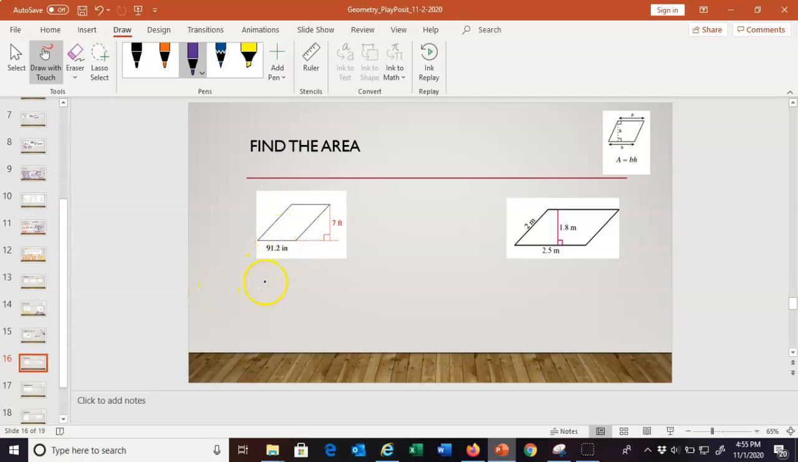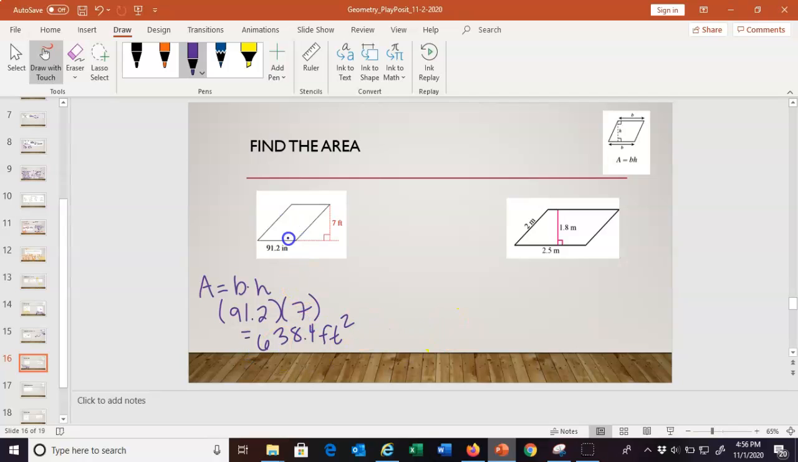All right, so let's practice. Let's find the area of the parallelogram. So area equals base times height. The base is 91.2 and the height is 7. So we're just going to type this in our calculator. 91.2 times 7. 638.4 feet squared.